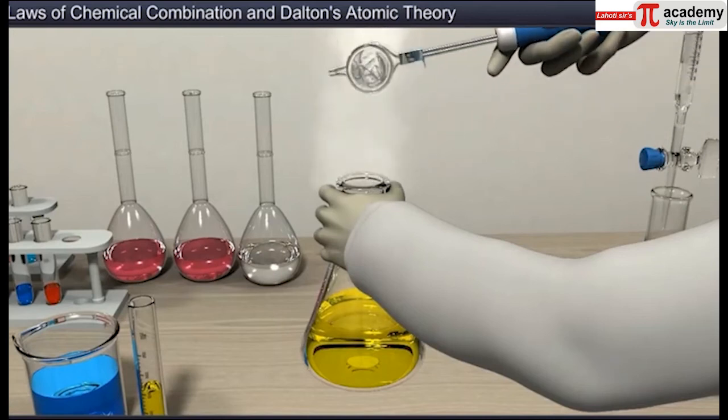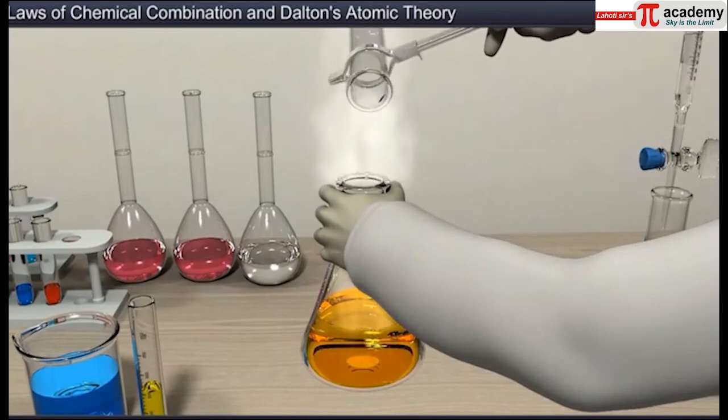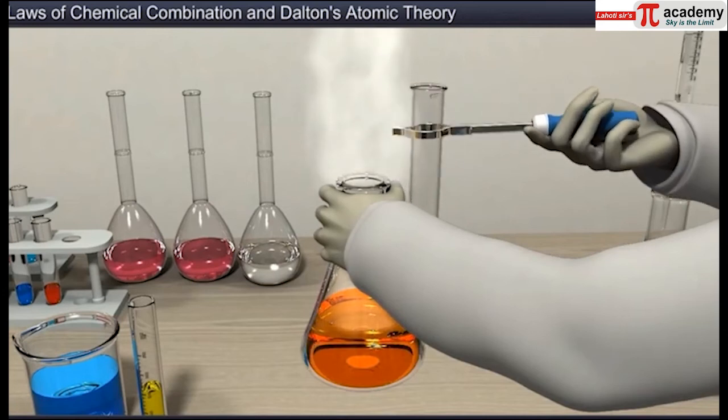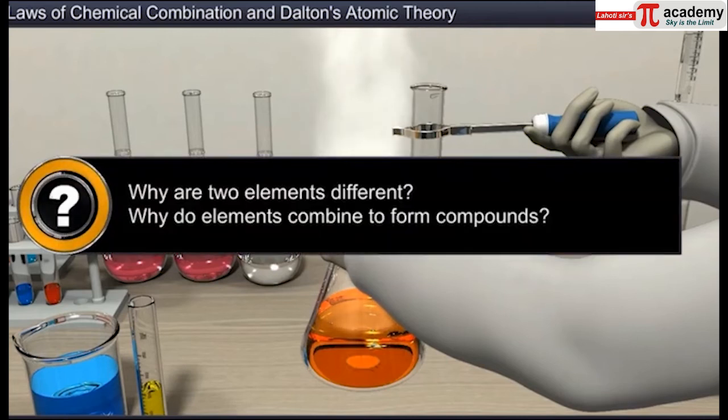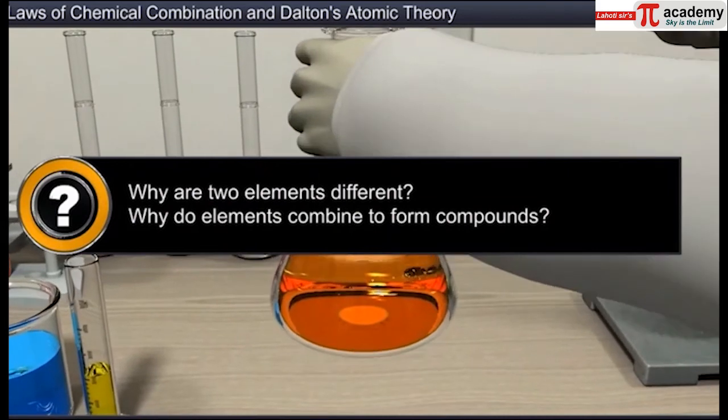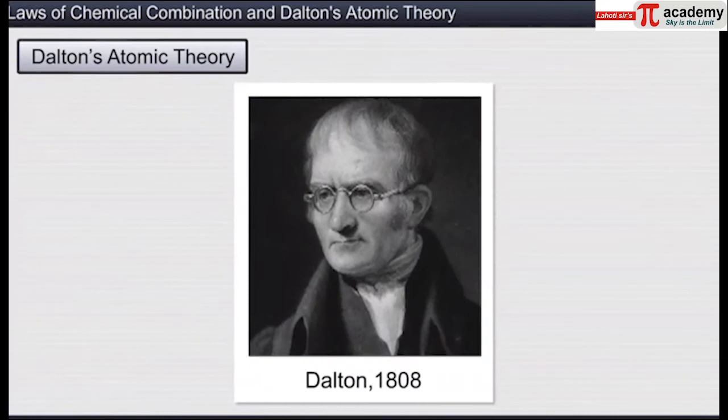While scientists studied matter and formed the laws of chemical combination, they were unable to answer some questions. For example, why are 2 elements different, or why do elements combine to form compounds? Dalton studied the structure of matter, and in 1808, he proposed a theory to describe the structure of matter. This theory was named after him as Dalton's atomic theory.